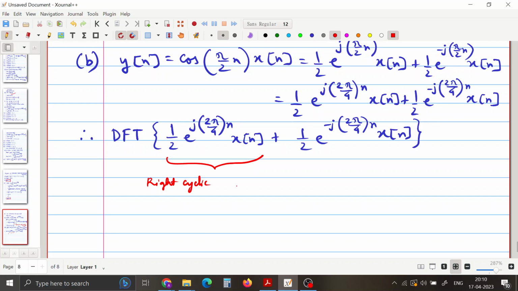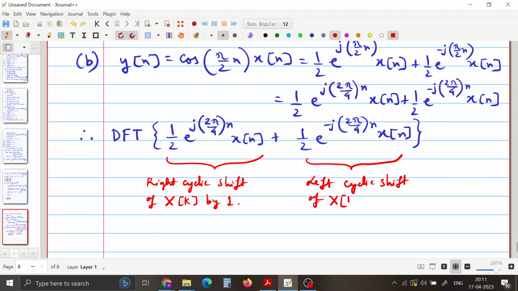the right cyclic shift of cap X of k by 1, and for the second term here, since it involves the e power minus j term, due to the negative sign it will be the left cyclic shift of cap X of k by 1. The shift amount is 1 in both cases.